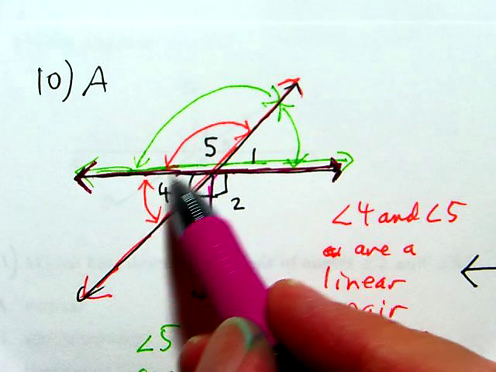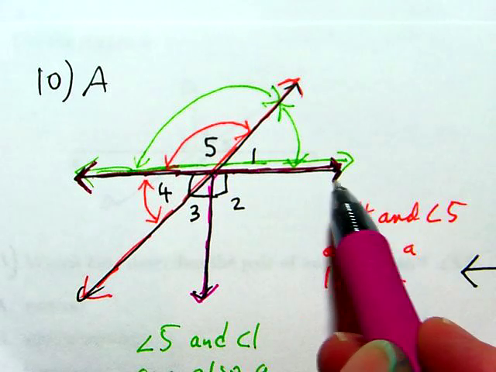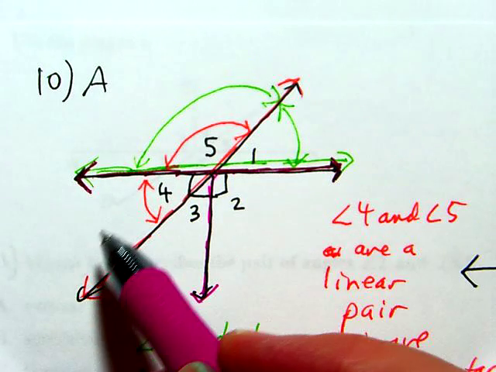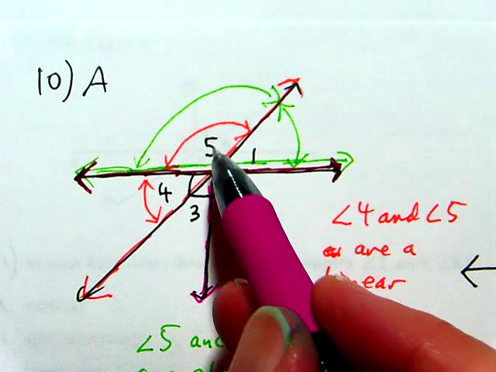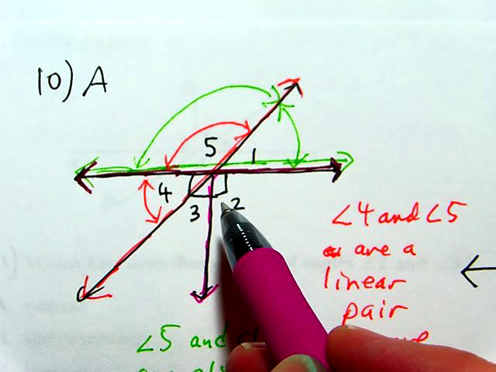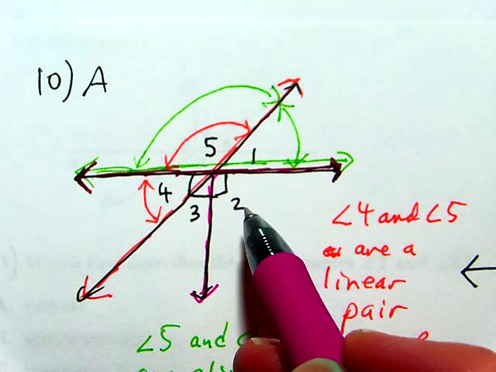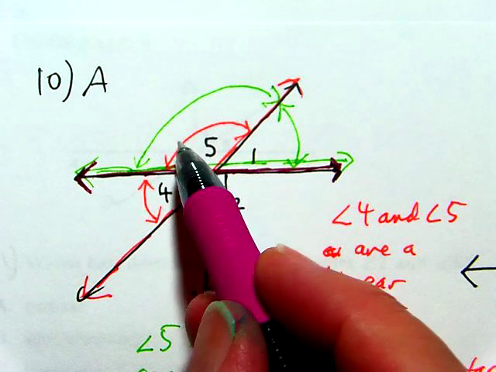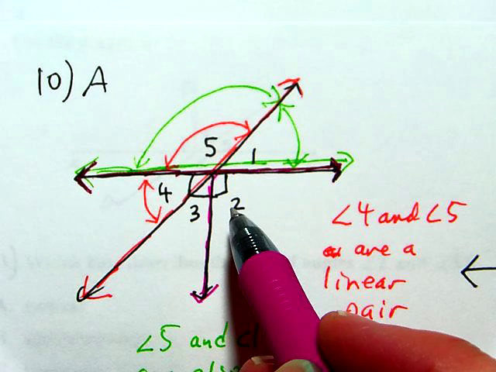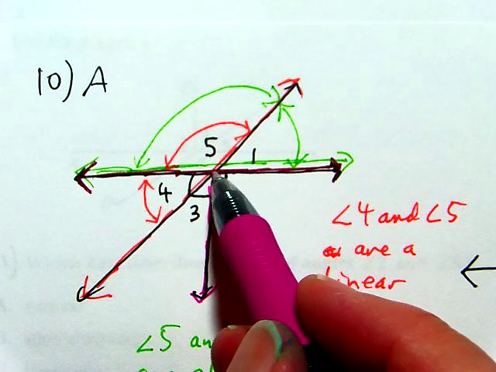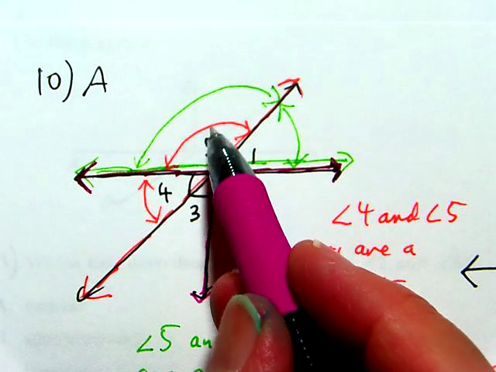1 and 4 are vertical angles because when this horizontal line crosses this slanted line there, we get 1 and 4. How about 2 and 5? Are they vertical angles? Well, they might be at first glance, but they're not. Okay, so 5 and 2 are not vertical angles. Why aren't they vertical angles? Well, they share the same vertex, right? They're also on opposite sides of the vertex, so why aren't they vertical angles?